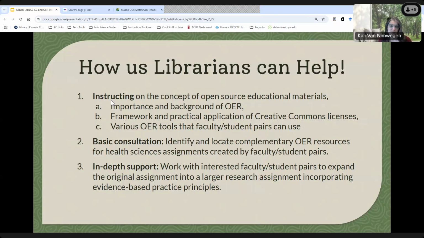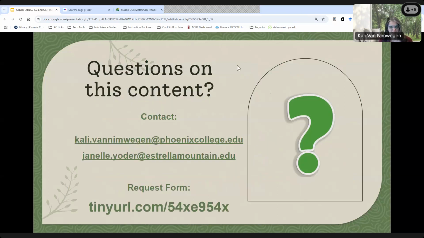And then, as always, if you've got something that is a larger research assignment that you want to add in or incorporate, and you would like a librarian to help with developing that research aspect of it, we are always happy to help you do that as well.